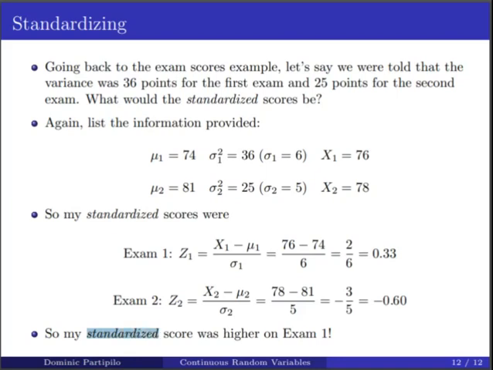So my standardized score was higher on exam 1 than it was on exam 2. So therefore, it's very justifiable to say that I did better on exam 1 than I did on exam 2.